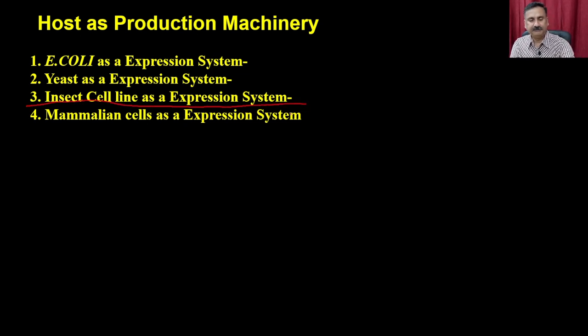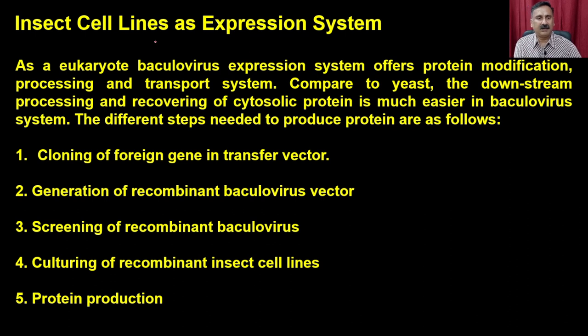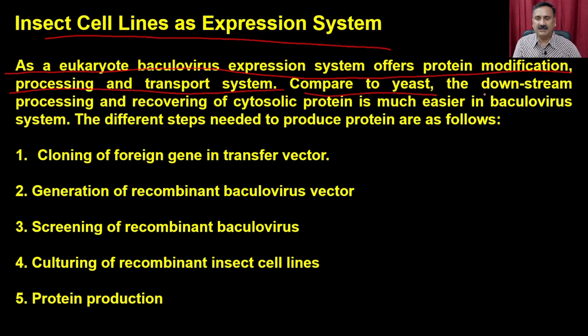In the insect cell line as an expression system, the baculovirus expression system, as a eukaryotic system, offers protein modifications, processing and transport. Compared to yeast, the downstream processing and recovery of the cytosolic protein is much easier in the case of the baculovirus expression system. The different steps needed to produce the protein are as follows.